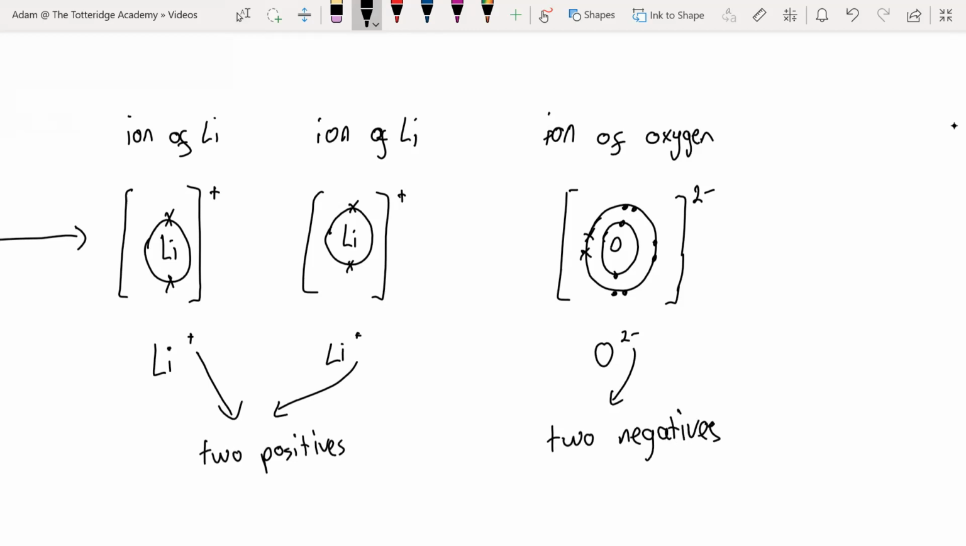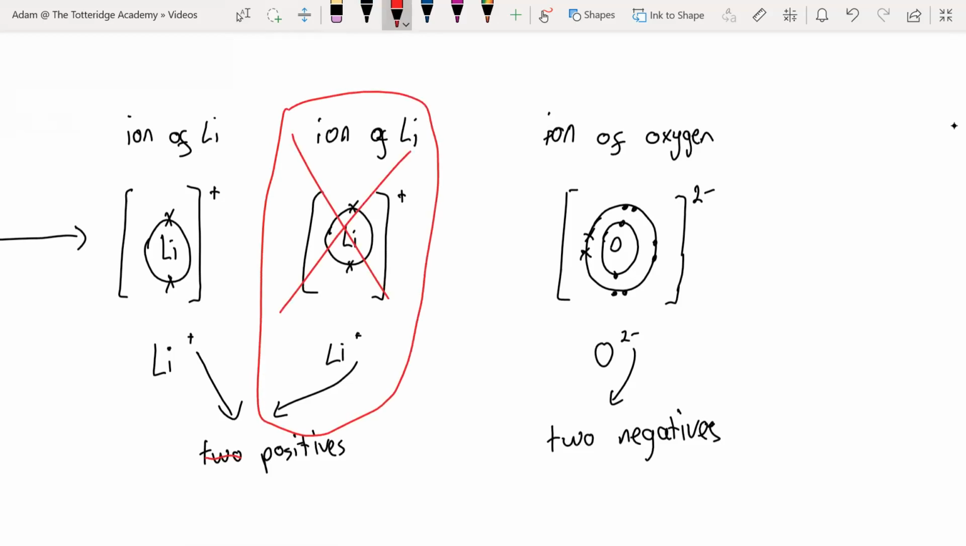Now broadly, the idea is that your number of positives needs to add up to your number of negatives. If you have a different number of each, then you've done something wrong. So when I said to you before, why could I not just use 1 atom of lithium? Well, if I took this whole thing away, I would only have 1 positive, which does not work because then I'd have 1 positive but 2 negatives. So that does not work.